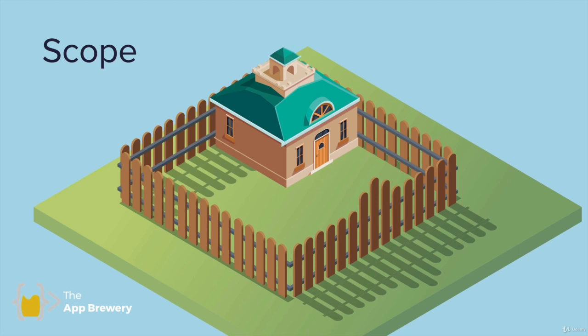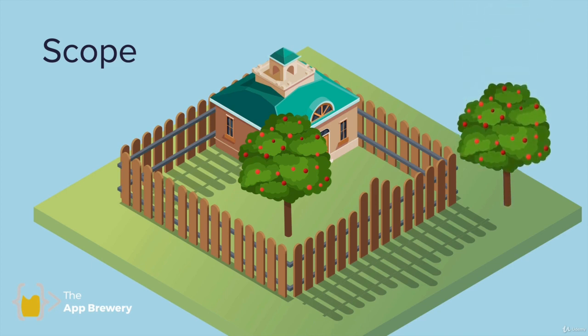Now, if you want to visualize this concept, imagine you have a house with a fence around it and you plant an apple tree inside your garden. Think about who can access those apples. Just you and your family, right? But what if instead you had an apple tree in the neighborhood, by the sidewalk, for example? Well, this is kind of free for all. Anybody can go and access those apples. This is a starting point for how to understand scope.